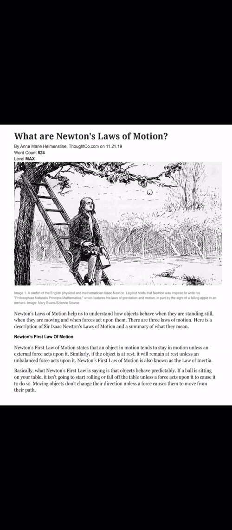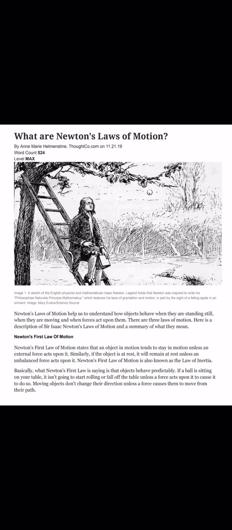Newton's first law of motion states that an object in motion tends to stay in motion unless external forces act upon it. Similarly, if the object is at rest, it will remain at rest unless an unbalanced force acts upon it. Newton's first law of motion is also known as the law of inertia. Law of inertia. Remember that. That's going to be on a test.